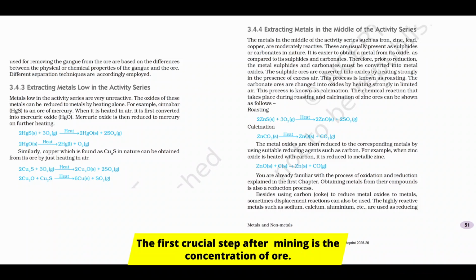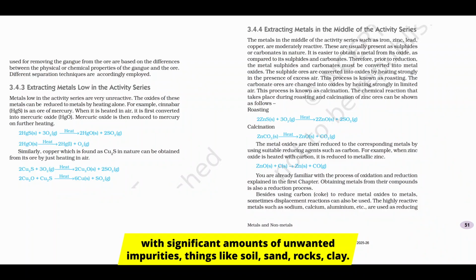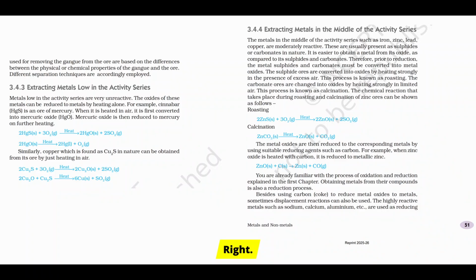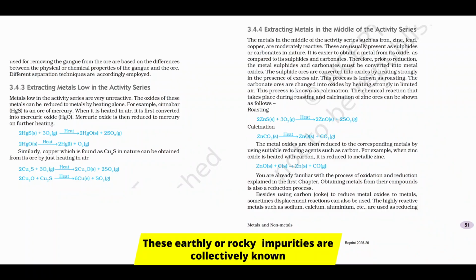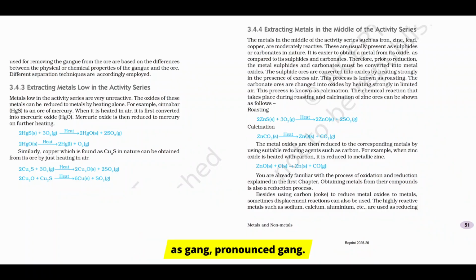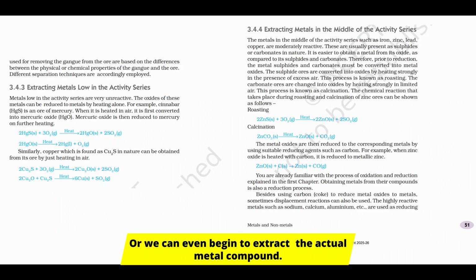The first crucial step after mining is the concentration of ore. This is sometimes called enrichment of ore or dressing. Ores, when dug out from the earth, are almost always contaminated with significant amounts of unwanted impurities, things like soil, sand, rocks, clay. The unwanted stuff. Right. These earthly or rocky impurities are collectively known as gangue, pronounced gang.